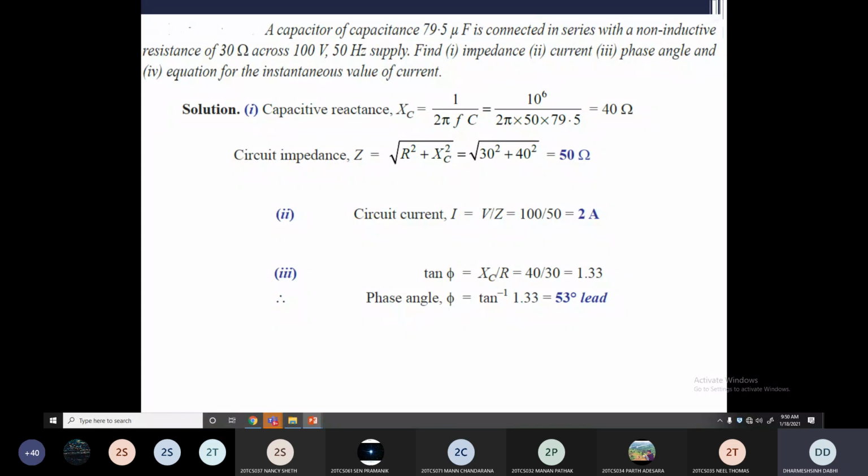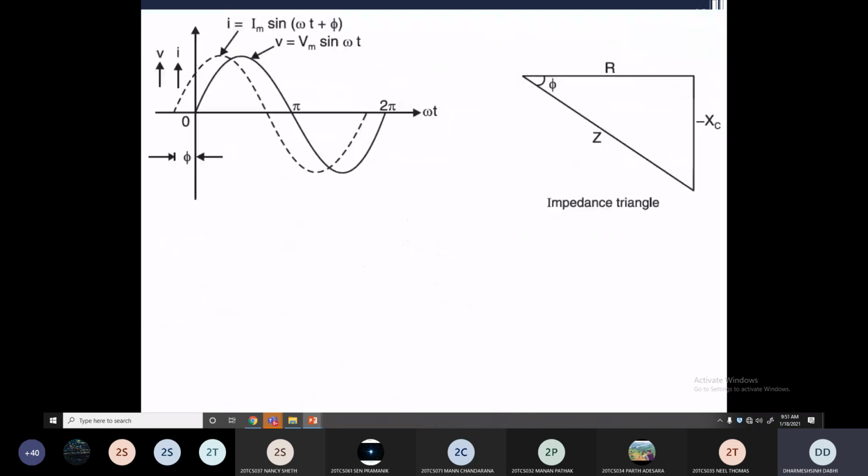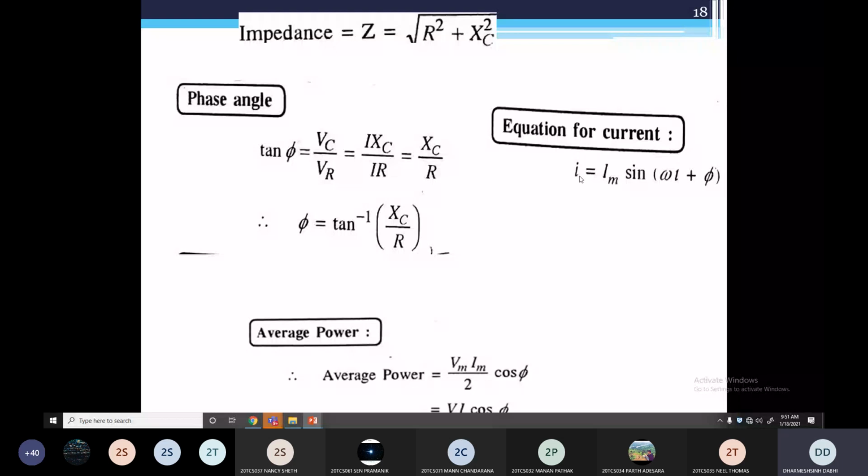Okay, now last thing we find out equation of instantaneous value of current. i is equal to Im sin(omega t plus phi). Clear? We saw the equation in theory. You can see here in the theory we have seen the equation of instantaneous current. The small i, that is what? Equation of instantaneous current, Im sin(omega t plus phi).